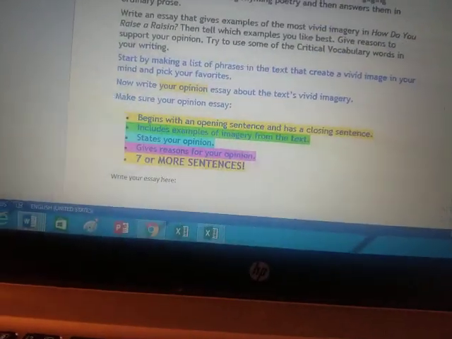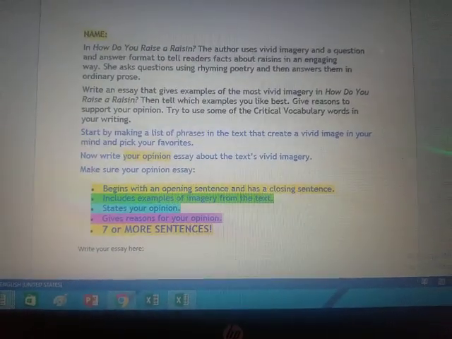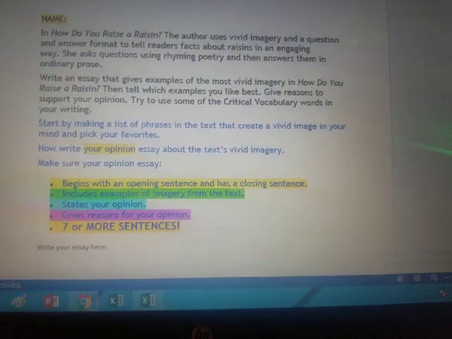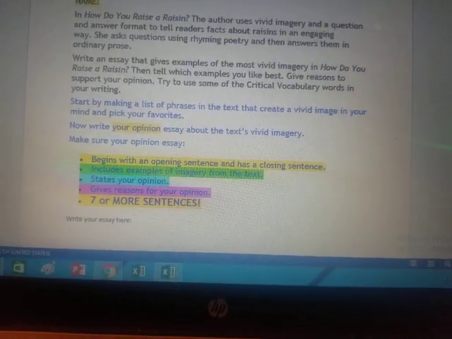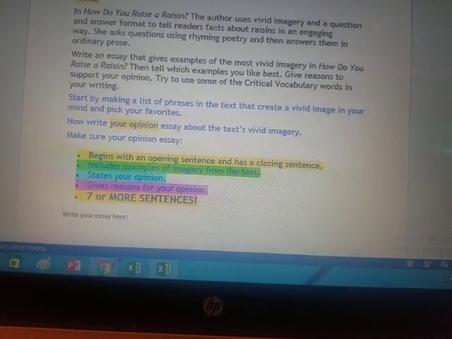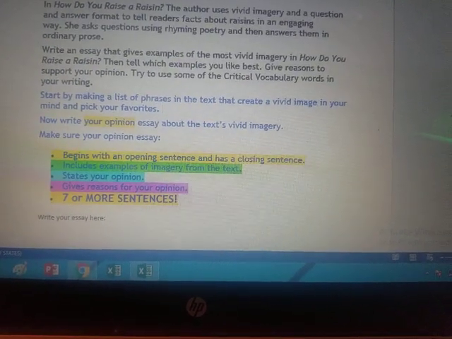So if I were you, this is kind of like your brainstorming. You might want to write some of the imagery that they use. To describe raisins, they said that they were dry, shriveled, and sweet. Okay, when they described Raisinville, they talked about how dry it was, how dirty it was, how there was a lot of dirt and sand there.